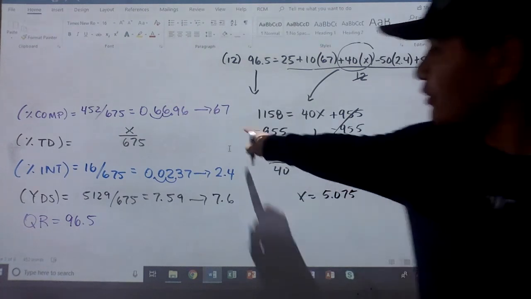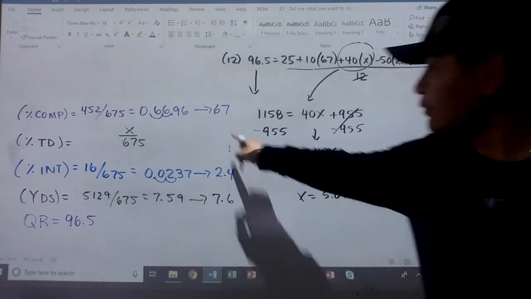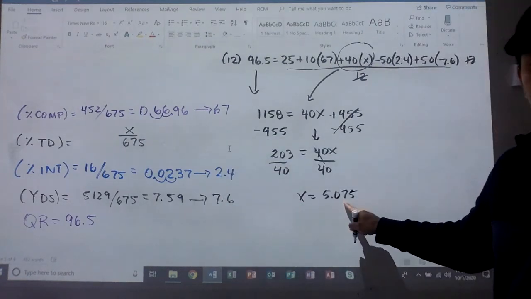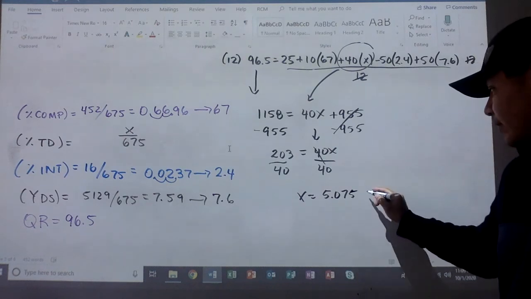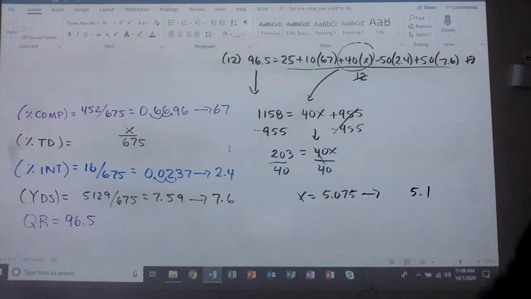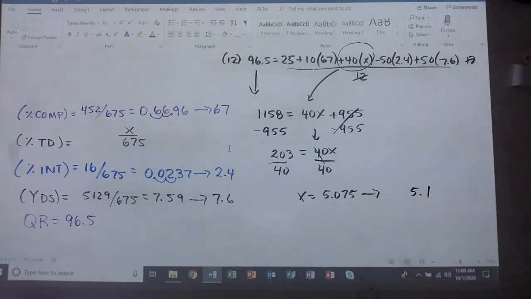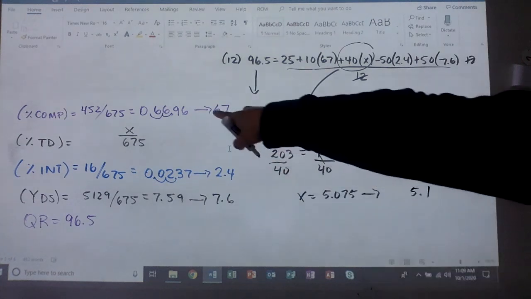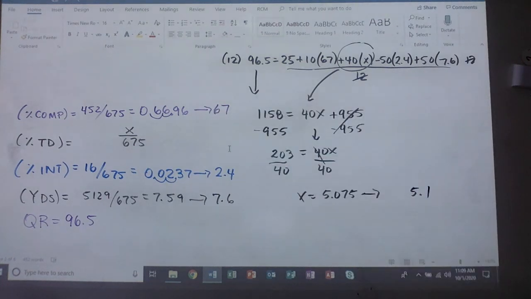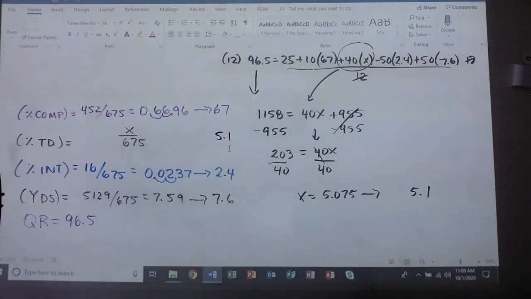But because all my answers are in one decimal place, I want this in one decimal place also. So this 7 will make my 0 go up by 1, so my final answer, 5.1. The 7 makes the 0 go up by 1. This is not my touchdowns. Remember at the beginning to leave that space. That's very important, because watch what I'm about to do. That 5.1 is that.